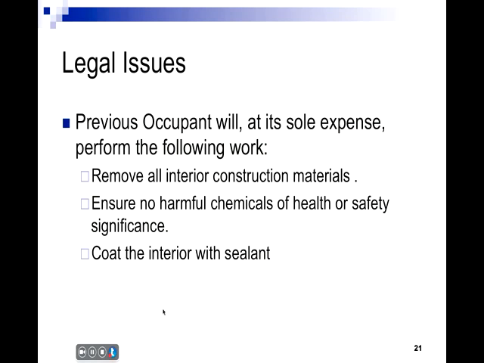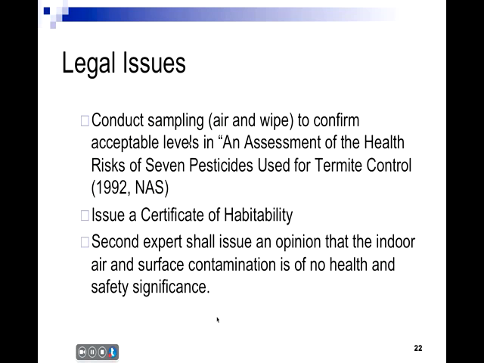So the legal issues were that the previous occupant would, at its sole expense, perform the following work: remove all interior construction materials, ensure no harmful chemicals of health and safety significance were there, coat the interior with a sealant, and conduct sampling, both air and wipe, to confirm acceptable levels. Both parties agreed upon using a document from the National Academy of Sciences in 1992 called An Assessment of the Health Risks of 7 Pesticides Used for Termite Control. Chlordane, DDT, as well as some other chemicals, used to be used for termite control.